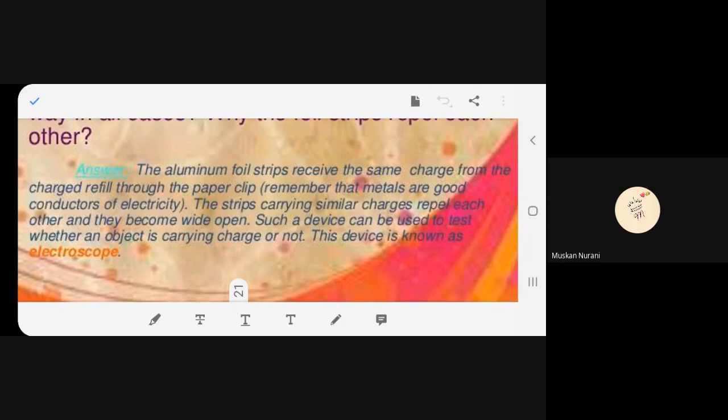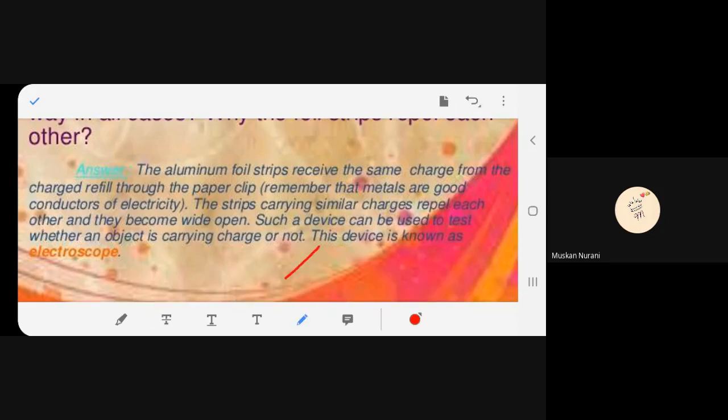Now the aluminum foil strips that we have kept inside the jam bottle are getting the same charge from the charged refill. If the refill is negative, the paper clip also gets the negative charge, and from the paper clip it goes to the aluminum foil. So both are getting the negative charge. Because we know that the paper clip is metal, a good conductor of electricity, the charge flows down. Now the strips are carrying the same charge. What will happen? They will repel each other and become wide open like this.